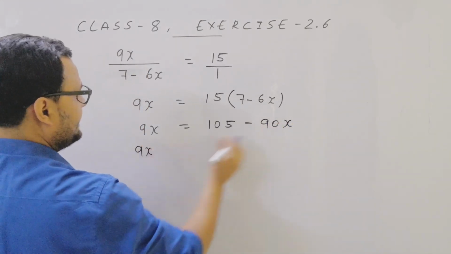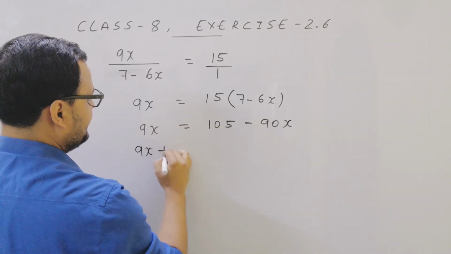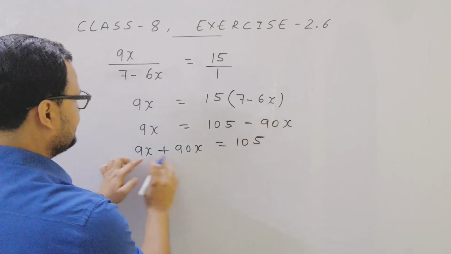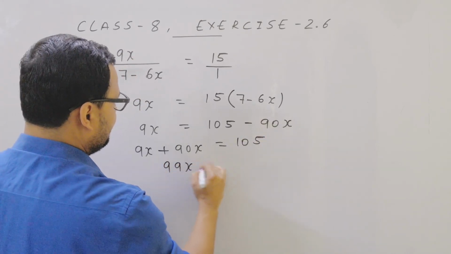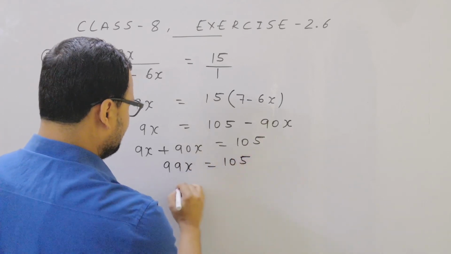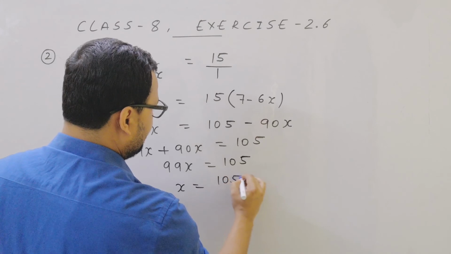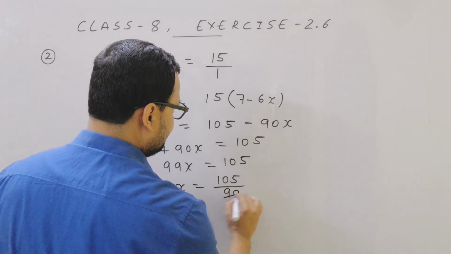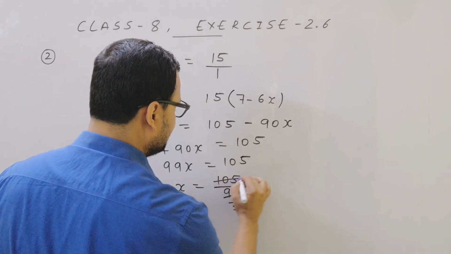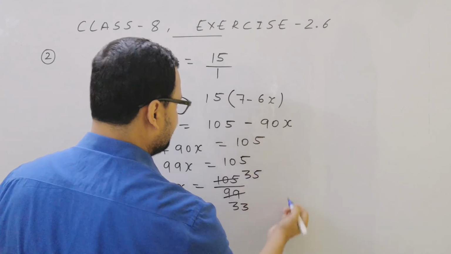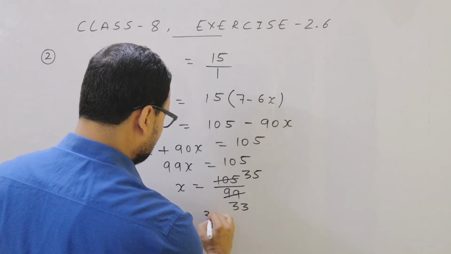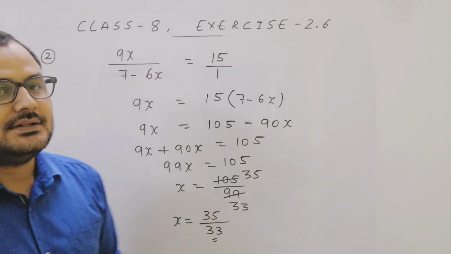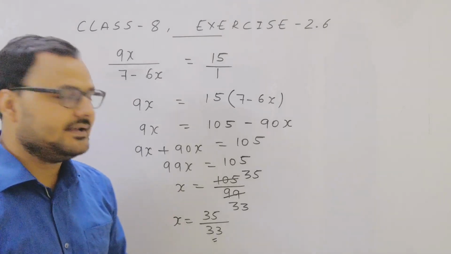Now this minus 90x will come this side, so 9x plus 90x equal 105. Now 9x plus 90x, I got 99x equal 105. Then x will be 105 divided by 99. If I divide, which number table? 3 table. 3 3s are 9, again 3 3s are 9, and 3 35s are 105, so I got x equal 35 by 33. So for the second question, the answer of x is 35 by 33.